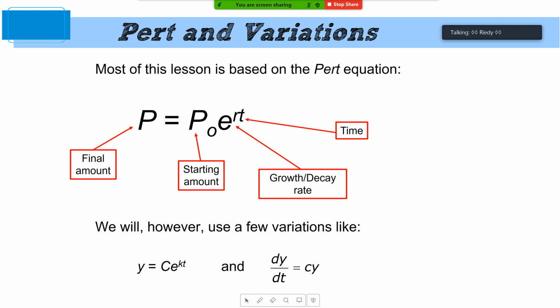Some other forms of the Pert equation are down at the bottom there. C equals e to the kt, or what we're going to use is dy over dt equals cy. This is going to be fun. I love these problems.